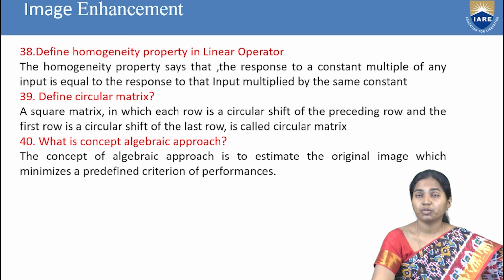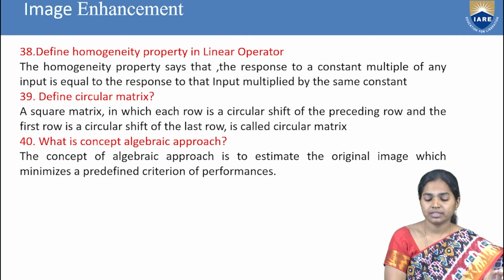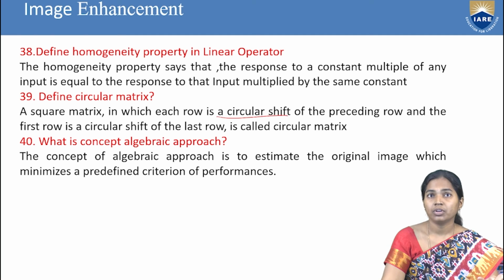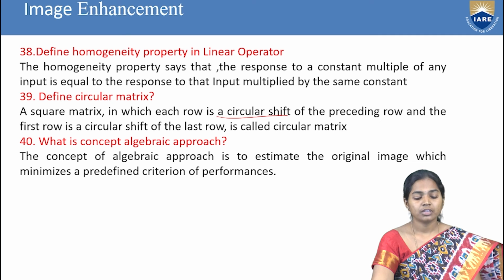Define homogeneity property in a linear operator. The homogeneity property says that the response to a constant multiple of any input is equal to the response to that input multiplied by the same constant. Define circular matrix. A square matrix in which each row is a circular shift of the preceding row, and the first row is a circular shift of the last row, is called a circular matrix. What is the concept of algebraic approach? The concept of algebraic approach is to estimate the original image which minimizes the predefined criterion of performance.